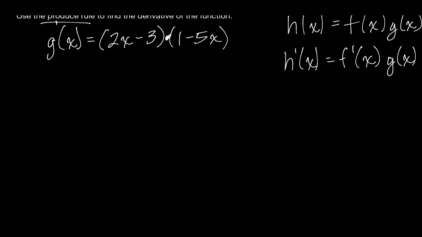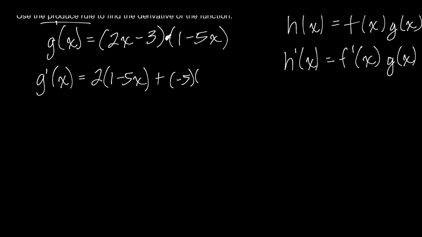So let's see. If I wanted to take the derivative of g, I would first have to take the derivative of the first function, which is 2, multiplied by the second function, 1 minus 5x, plus the derivative of the second function, which is negative 5, times the first function, 2x minus 3. So I'll write that in here, 2x minus 3.